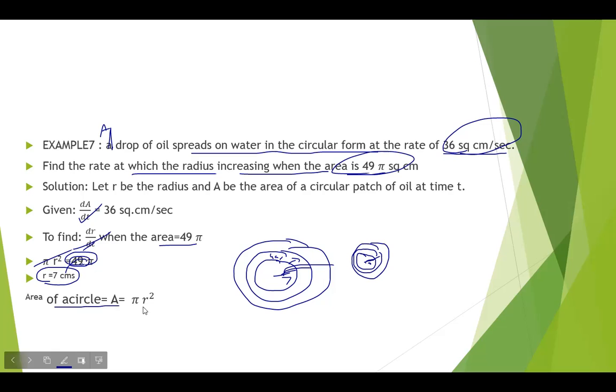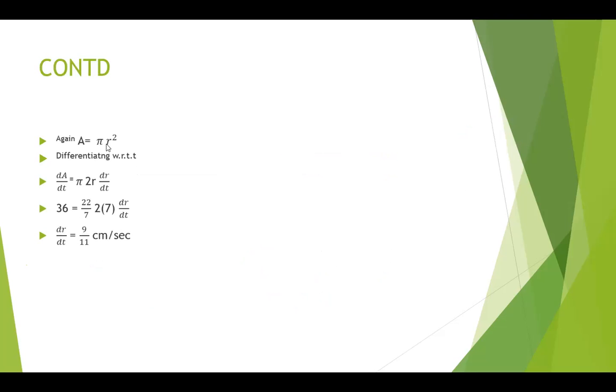So, I make use of the formula for circle, A is pi r square. Differentiate with respect to t. The derivative of r square is 2r, pi as it is, into dr upon dt. dA by dt, they told it as 36. Then already we have solved what is r. The value of radius of that circle was 7 centimeters, just over here calculated. Then dr by dt I want, so I will take these constants to the other side, simplify, and it is 9 by 11. Radius per second, so I will take the unit as centimeters per second. I hope you have understood.